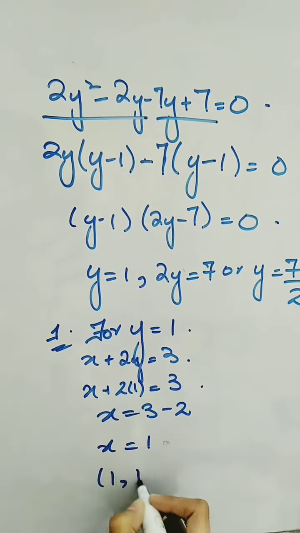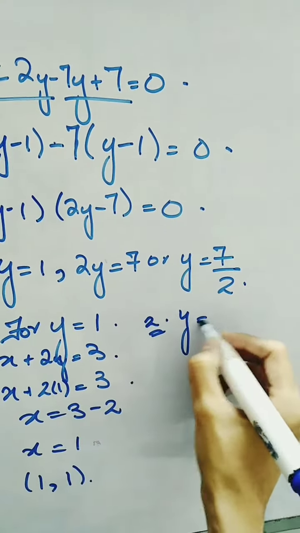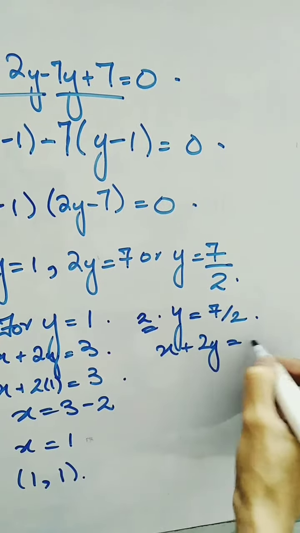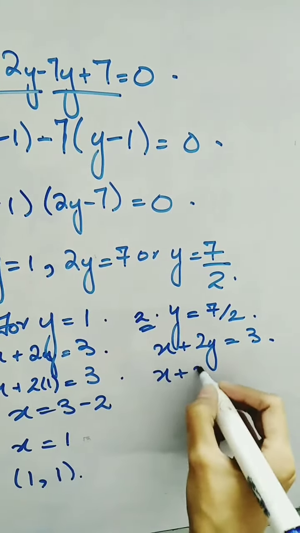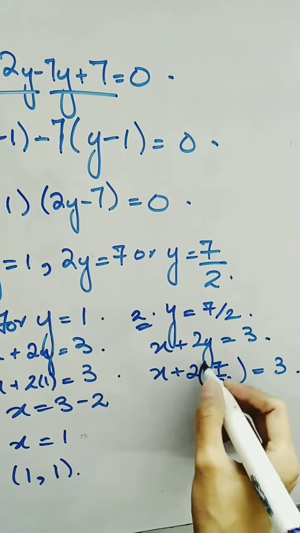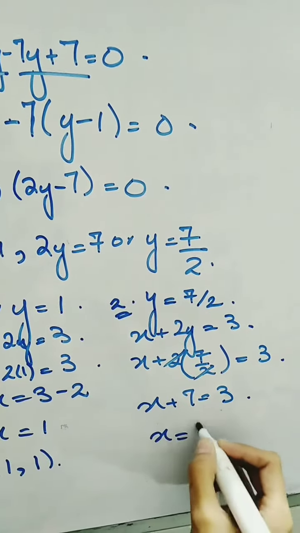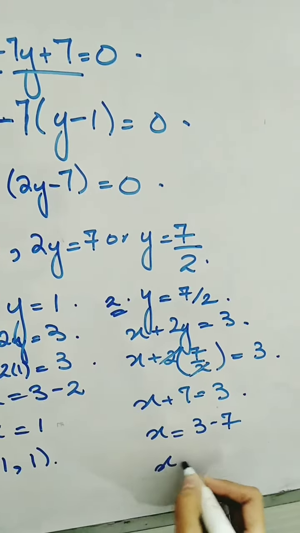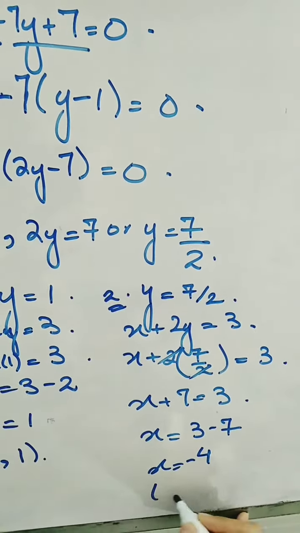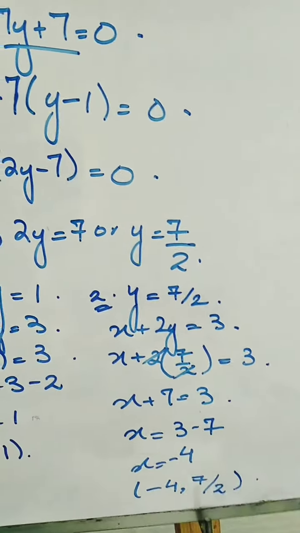So the first pair of coordinates is 1 and 1, and for y is equals to 7 over 2, we will have x plus 2y is equals to 3, x plus 2 into 7 over 2 is equals to 3, or we will have x plus 7 is equals to 3, or we will have x is equals to minus 4. So the second pair of coordinates comes out as minus 4, 7 over 2.